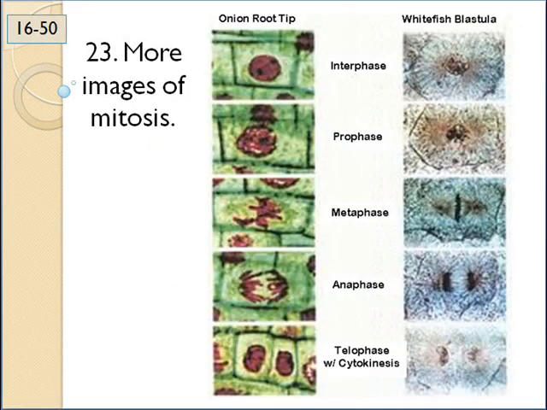This is another picture showing you another look at it. Onion is a plant. The whitefish is kind of like a perch, but it's an animal. I want to compare the two types. Now up here, I see a nucleolus. I don't see anything in there that stands out as chromosomes. So both of these are just plain old cells living.